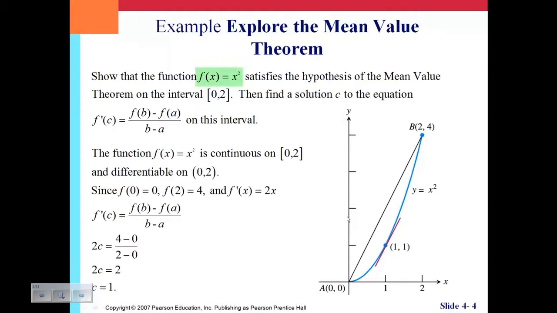The function y equals x squared is continuous on the closed interval [0, 2], and also differentiable. At c equals 1, the derivative is 2, and the slope of the secant line, AB, is also 2. The instantaneous rate of change is equal to the average rate of change.